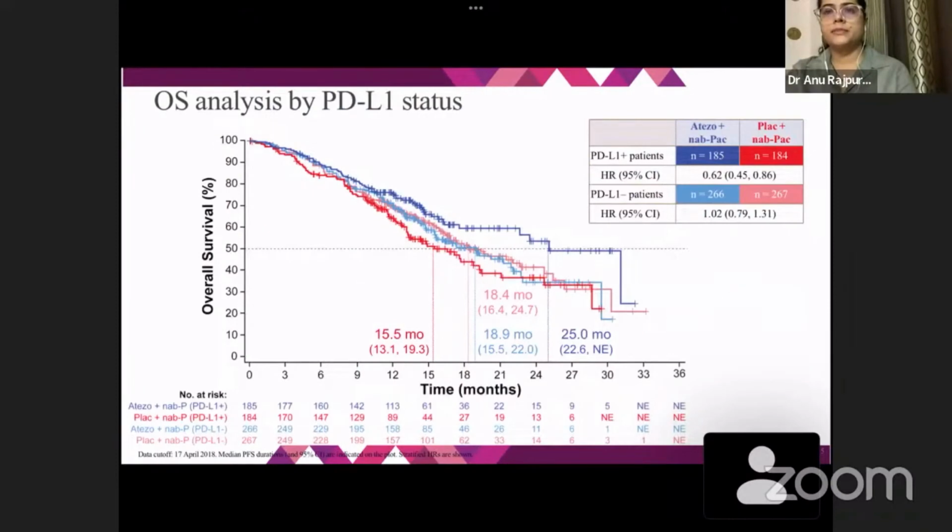This is OS analysis by PD-L1 status. Similarly, as we have seen in PFS, here also the hazard ratio for PD-L1 positive patients is 0.62 and it is 1.02 in PD-L1 negative patients.